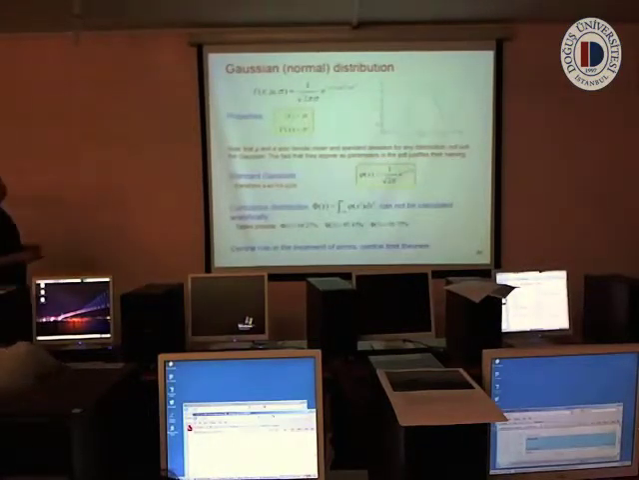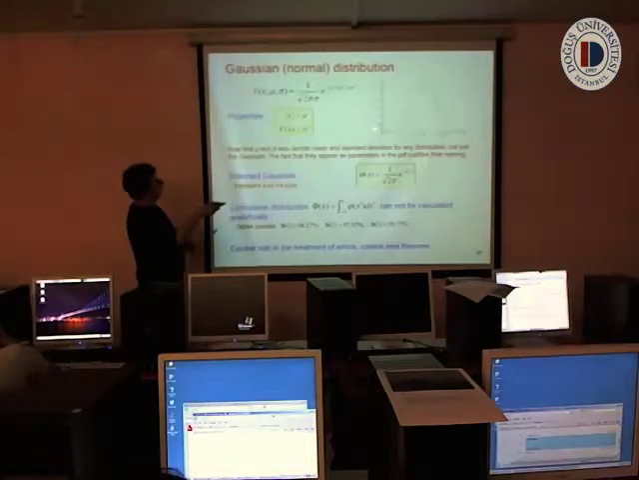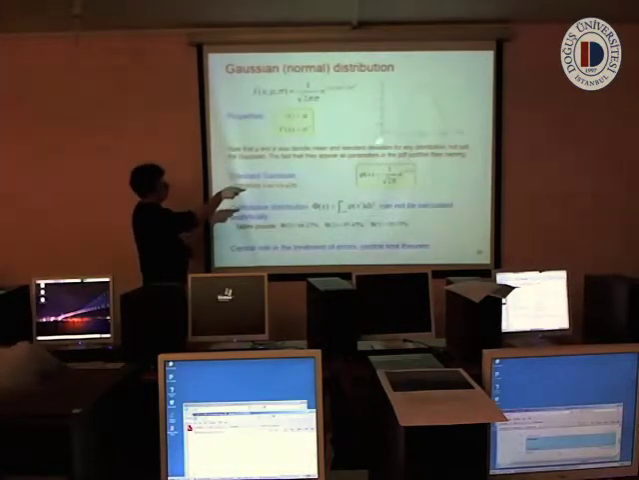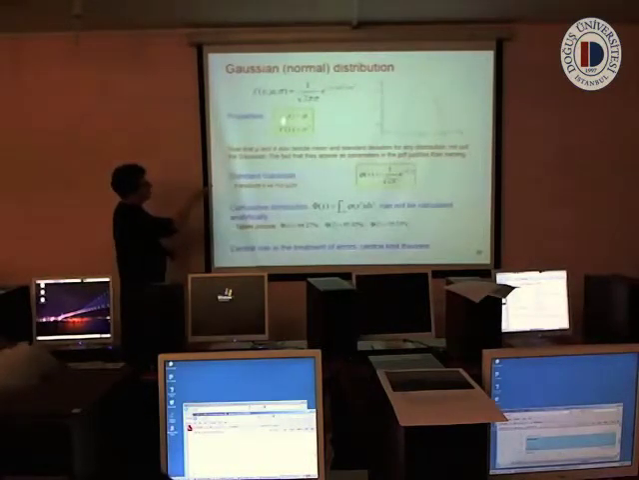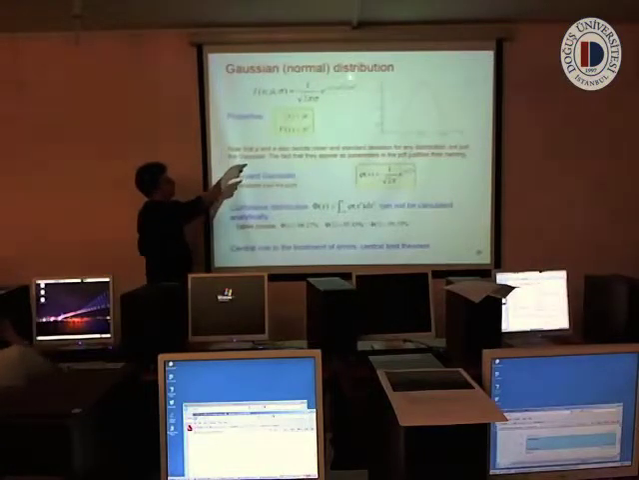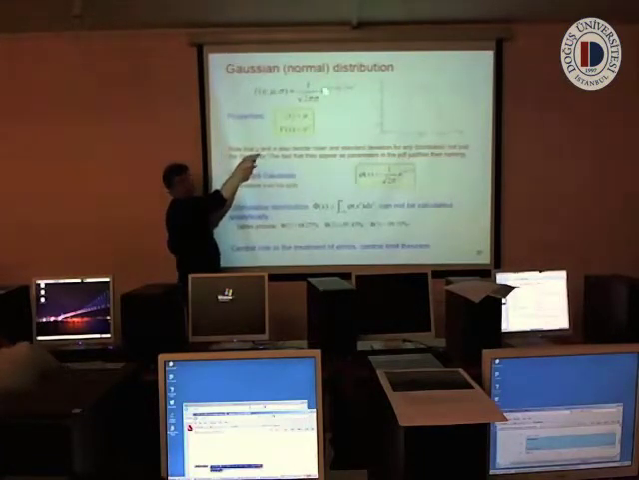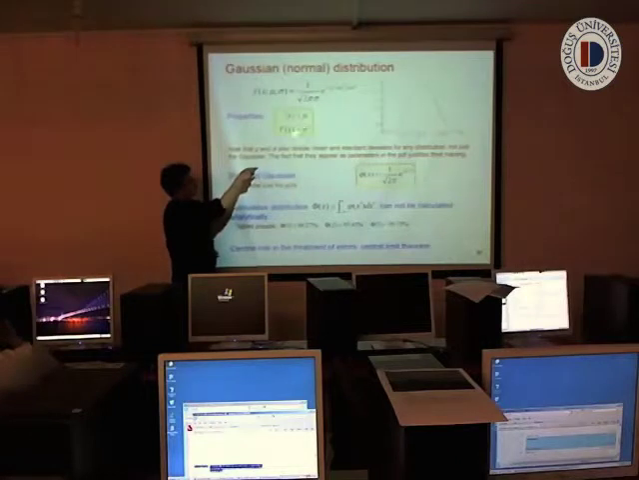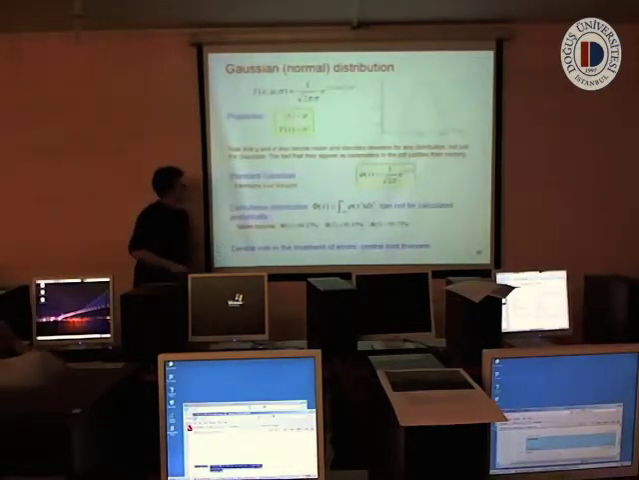So the Gaussian distribution, you already know, it's a distribution that looks like this. It has a mean that is the same as the parameter mu in the formula, and has a variance that is the same as the parameter sigma squared in the formula.